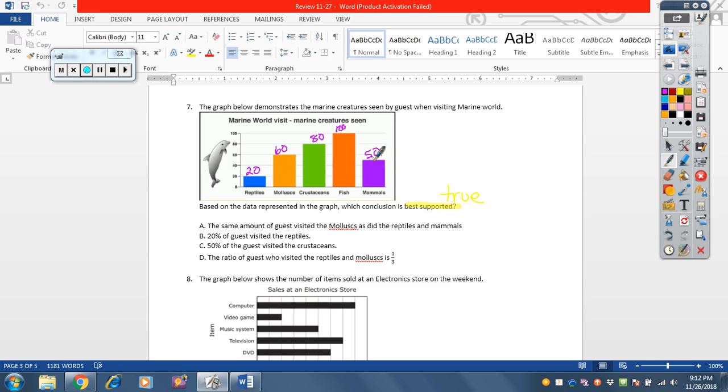So if you want to know how I got this 50 for mammals, it's in between 40 and 60. So 50 is the in-between. A says the same amount of guests visited mollusks. How many visited mollusks? As did reptiles and mammals. So reptiles is 20 and mammals is 50. So together, reptiles and mammals is 70. Did the same amount of people visit mollusks as reptiles and mammals?